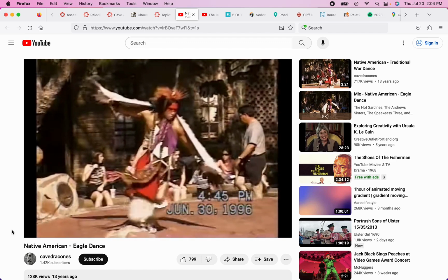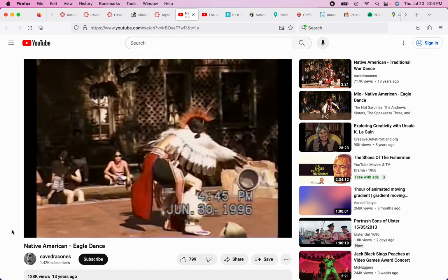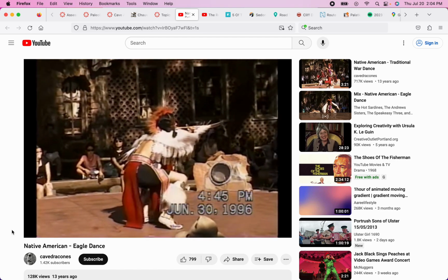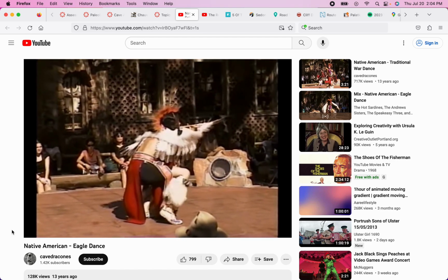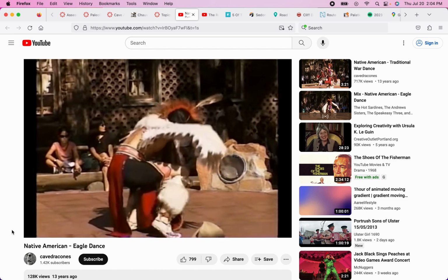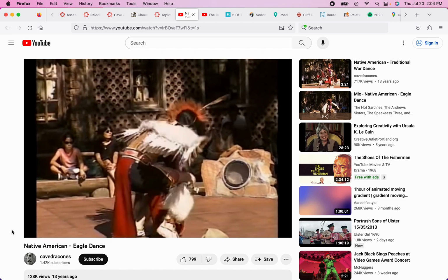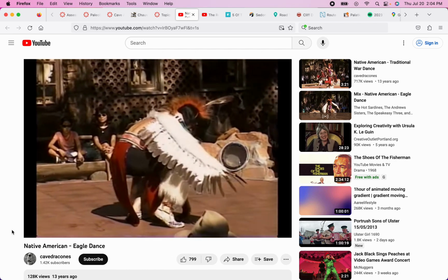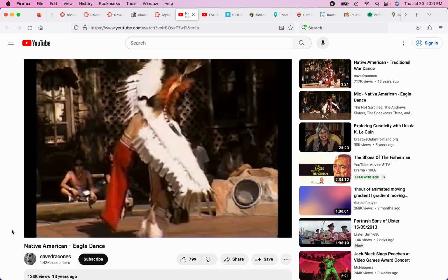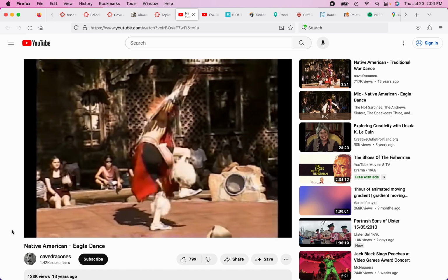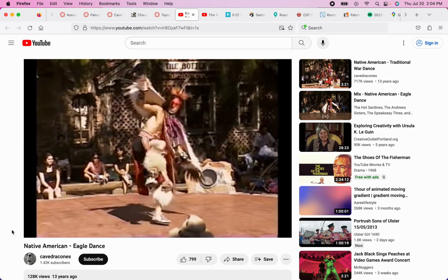Again, notice the beginnings of music here. The drums, the voice, the rattles. And again, the human becoming animal, mimicking animal motions, taking the animal spirit inside of them, or bringing that animal spirit that is inside out as well.